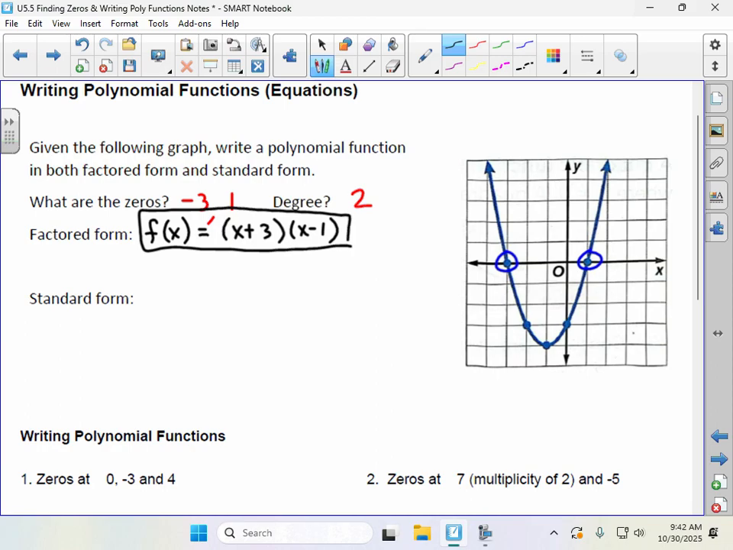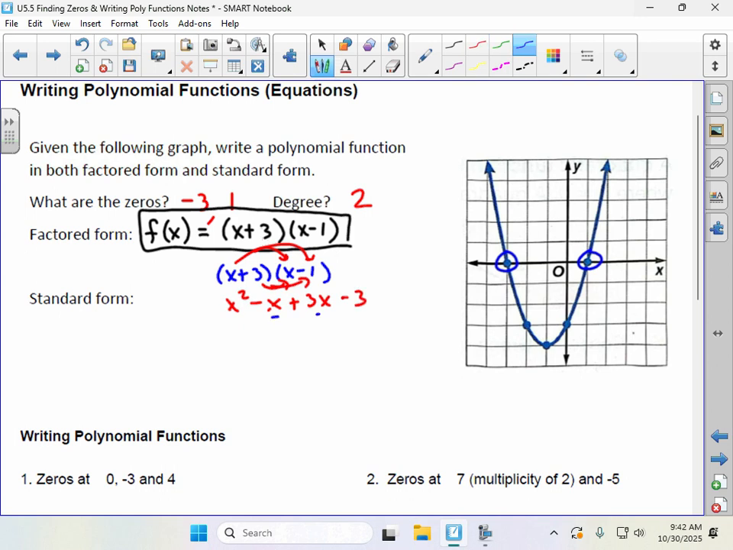Now we want to go ahead and turn this into standard form. Standard form just means multiply it out. We did this before again. So we're going to multiply x plus 3 times x minus 1 out. We have two binomials, so we're going to double distribute to get rid of the parentheses. x times x is x squared. x times -1 is negative x. 3 times x is plus 3x. 3 times -1 is minus 3.